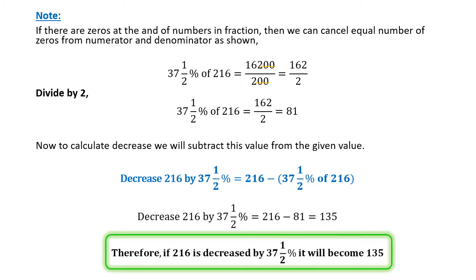If there are zeros at the end of numbers in a fraction, then we can cancel an equal number of zeros from the numerator and denominator as shown. After simplification we have 37 whole 1 upon 2% of 216, that is 81. Now to calculate the decrease we will subtract this value from the given value, as shown in steps. Therefore, if 216 is decreased by 37 whole 1 upon 2% it will become 135.